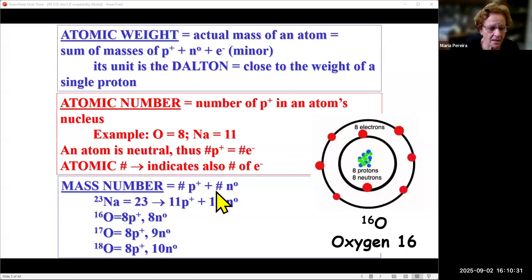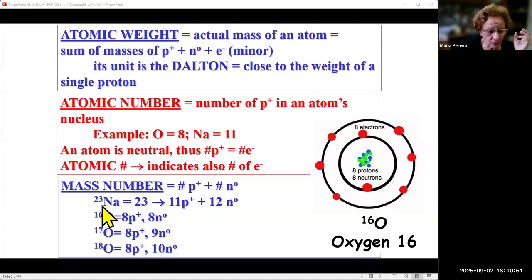So that the atomic number of a neutral atom indicates also the number of electrons. Now, what's the mass number? So the mass number is different from the atomic number. Atomic number is only the number of protons in the nucleus. Now, the mass number equals the number of protons and neutrons.